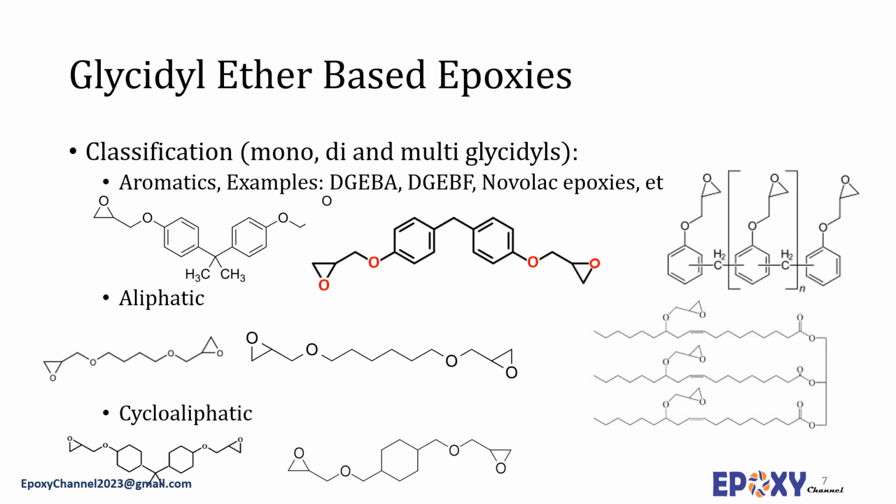Another commercial example of this class is cyclohexane dimethanol diglycidyl ether. This is a difunctional reactive diluent or intermediate for the synthesis of cycloaliphatic resins for applications where improved outdoor resistance is needed. The viscosity of this product at 25 centigrade is in the range of 55 to 75 centipoise, and its EEW is 155 to 165 gram per equivalent.